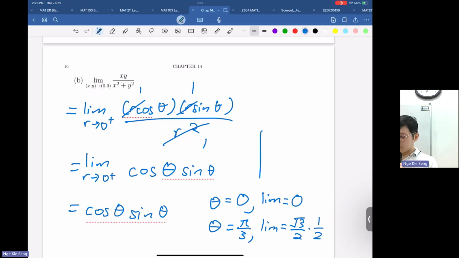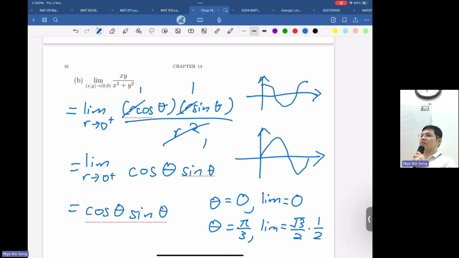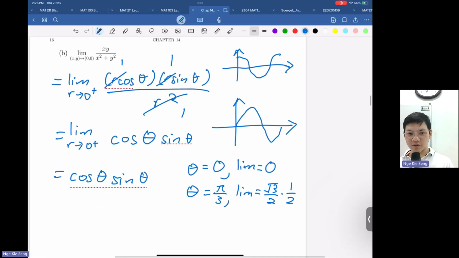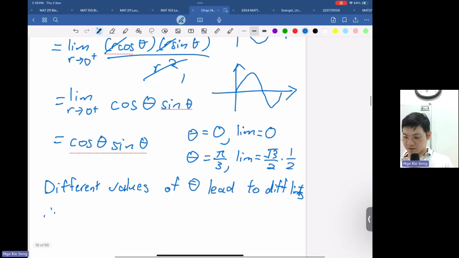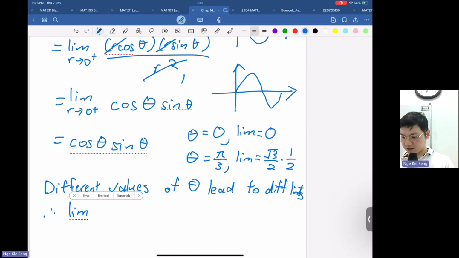As long as you pick a point where both of them are non-zero, you will get a non-zero limit. Pick any point where they are non-zero, then you will find another non-zero limit. So this means different values of theta lead to different limits. So the limit doesn't exist. Or, the original limit doesn't exist.